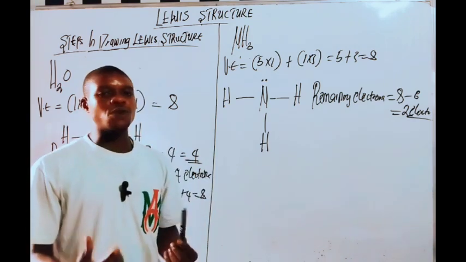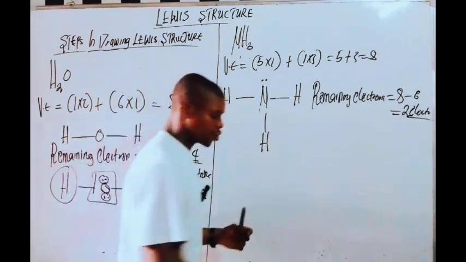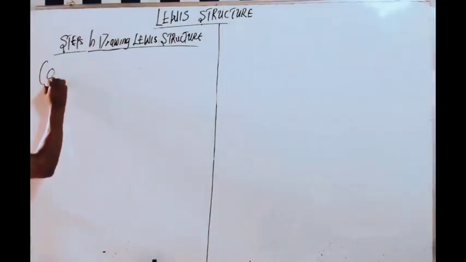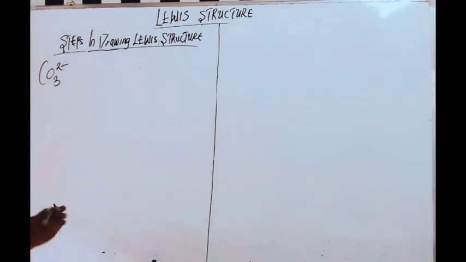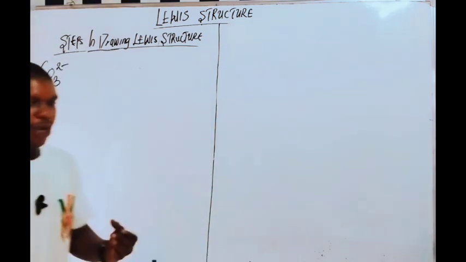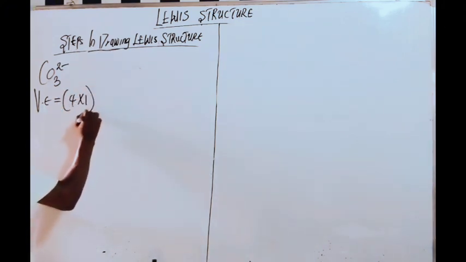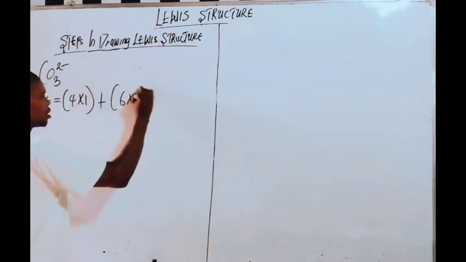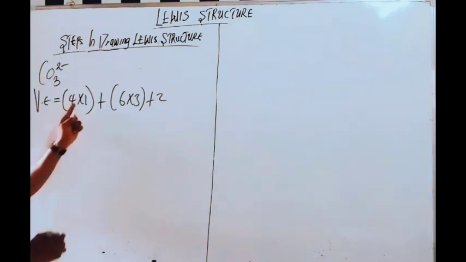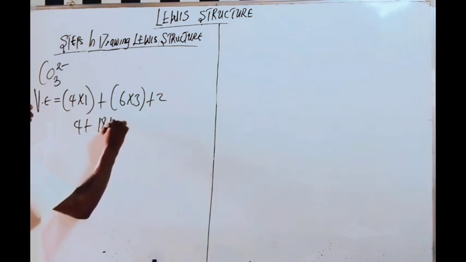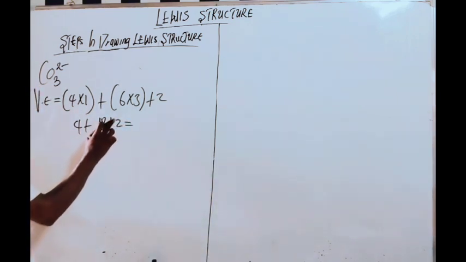Now the next one to look at is a more complex structure. Let's have a more complex structure, CO3 2 minus. So this is going to get complex. Pay close attention. First of all, let's calculate the valence electrons, VE. The valence electrons: 4 times 1, plus 6 times 3, plus 2. So 4 times 1 is 4, plus 6 times 3 is 18, plus 2.